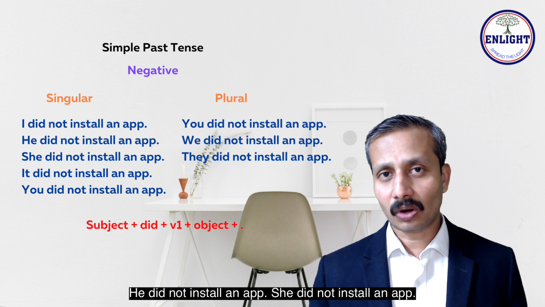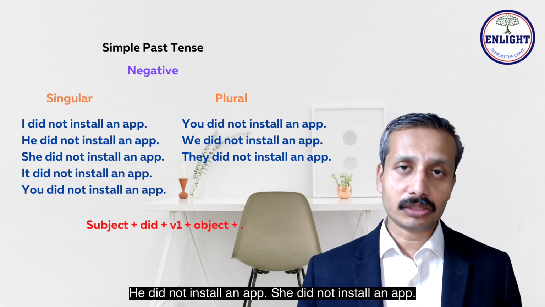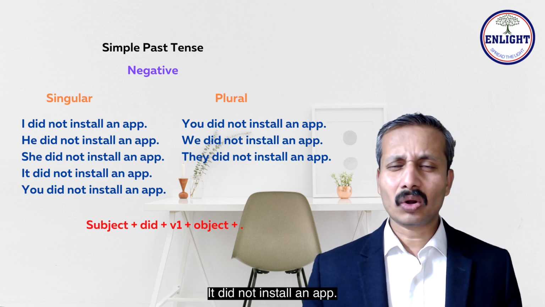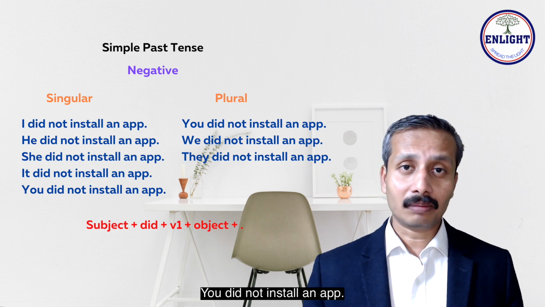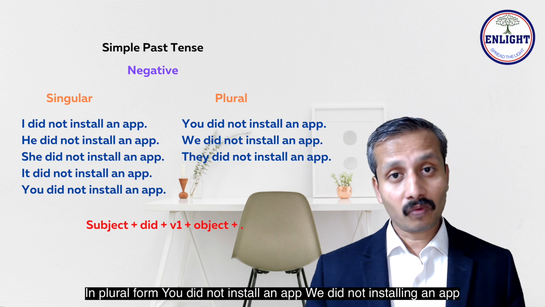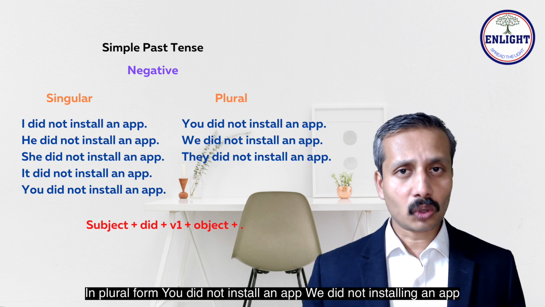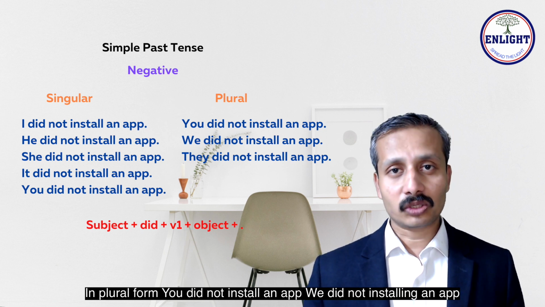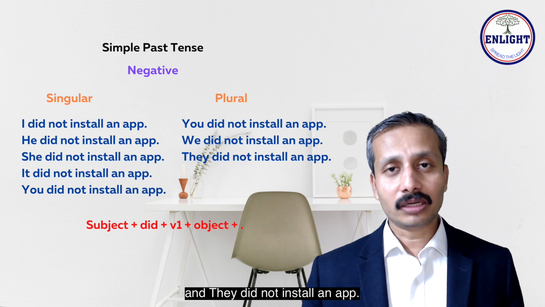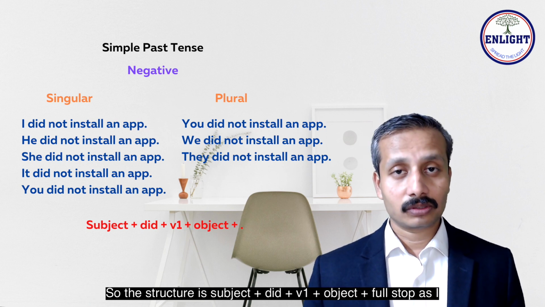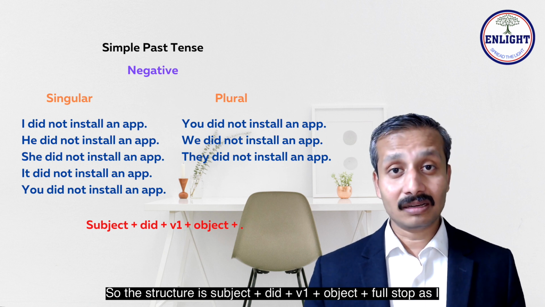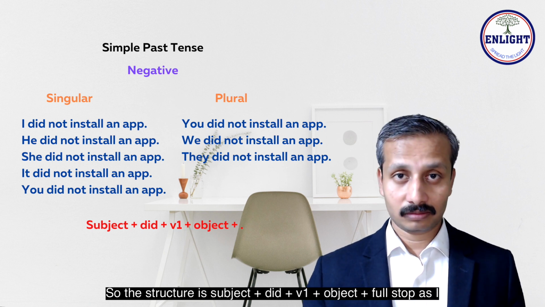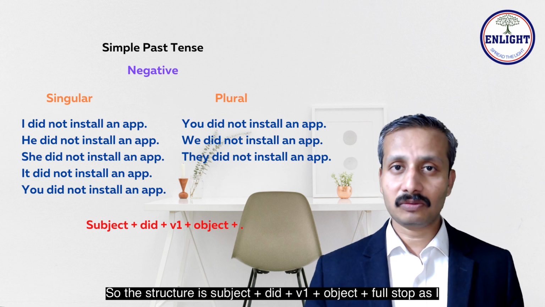He did not install an app. She did not install an app. It did not install an app. You did not install an app. In plural form, you did not install an app, we did not install an app, and they did not install an app. So the structure is subject plus did plus V1 plus object plus full stop.